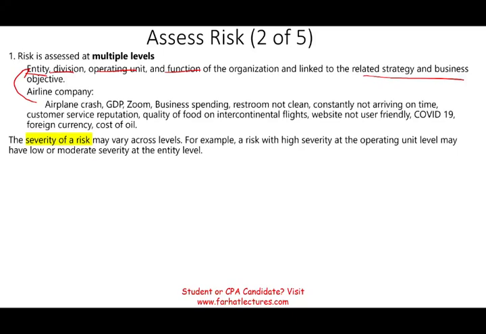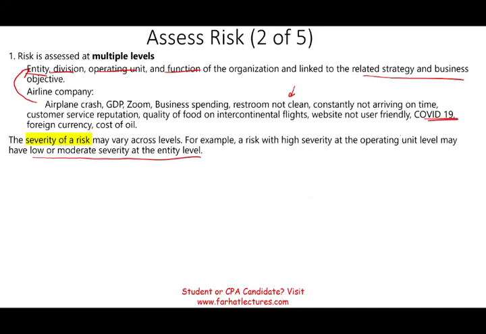because it's going to vary across different levels of the company. Okay, so a risk with a high severity in an operating unit may have a low or moderate severity at the entity level. Again, restroom not clean, well, it's not good, but it's not going to affect the whole company. Or website is not user friendly, it may not affect the whole company because we have other sources of selling tickets. Maybe our website is not user friendly, but we sell tickets on many other airline and travel websites. So users don't only buy tickets from our website. Okay, so the risk is severe on the operating level, but it's not going to affect the company overall.